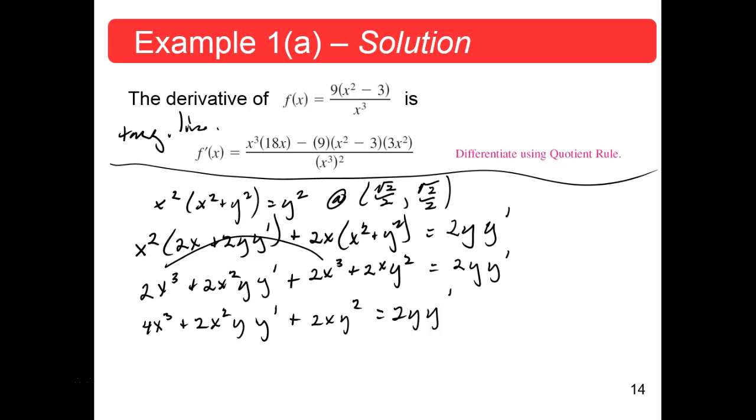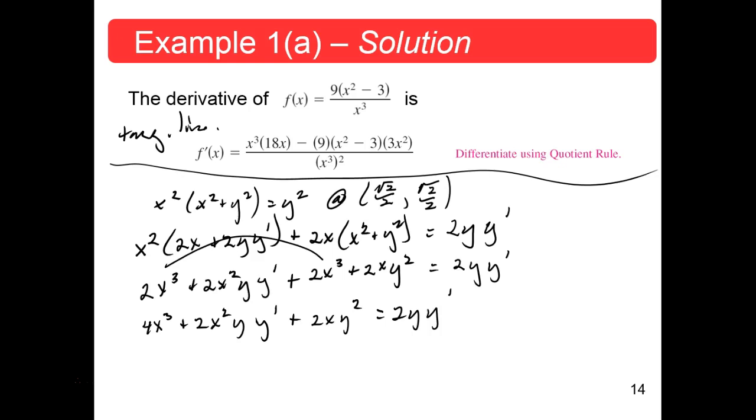Okay? But what could you do? I mean, what do you want next? What are we gunning for? Remember, let's not lose the forest for the trees here. Yes, we want to get y prime by itself. We're looking for that derivative. So what are we going to have to do?